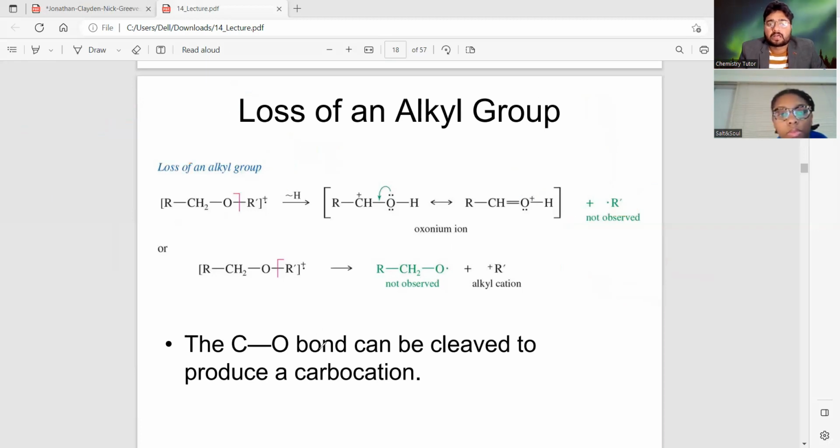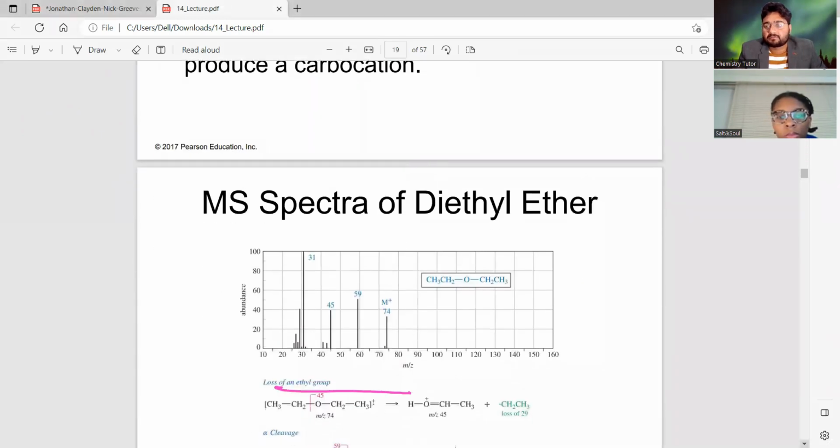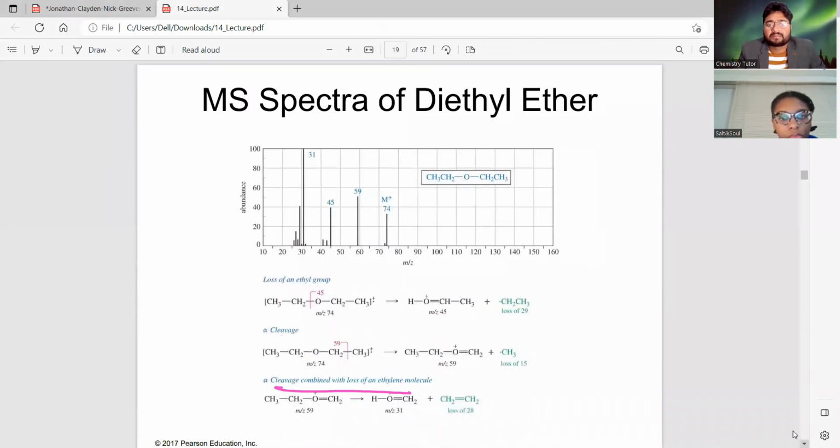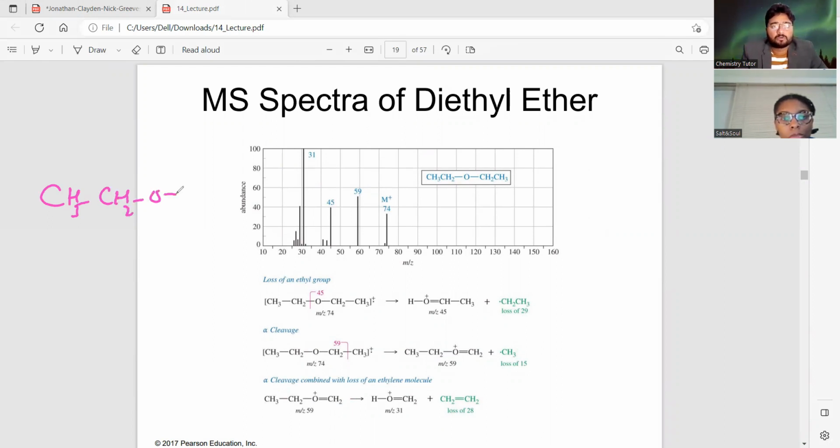So next, the carbon-oxygen bond can be cleaved to produce a carbocation. Here is the example we will discuss. Here is the mass spectrum of diethyl ether. This is diethyl ether, CH3CH2OCH2CH3. This compound is called diethyl ether.